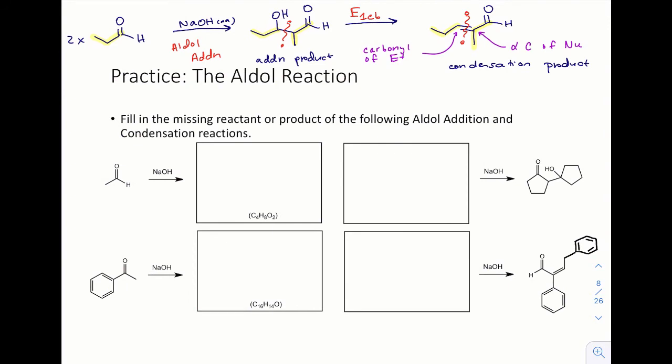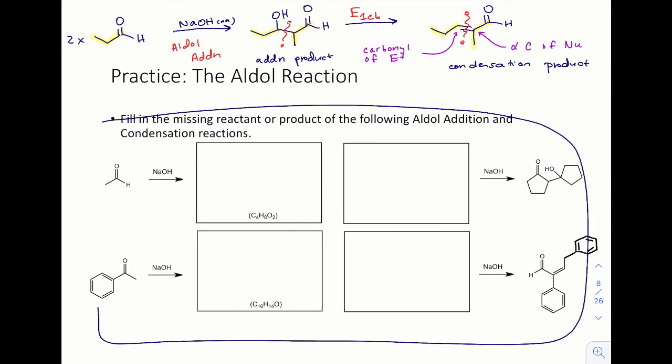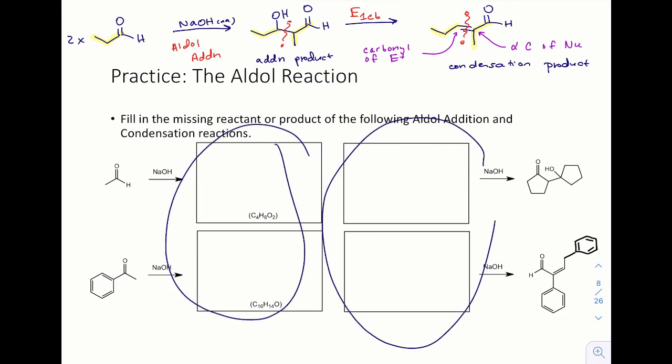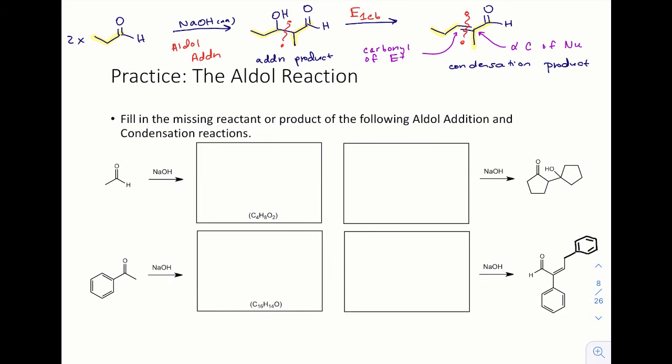Now that we've practiced drawing the complete curved arrow mechanism for the aldol addition and condensation reactions, let's practice applying the overall pattern of aldehyde self-condensing to form either the addition or condensation product. For this exercise, we will examine the following 4 questions. You should predict the missing product or the missing reactant for these addition and condensation reactions.